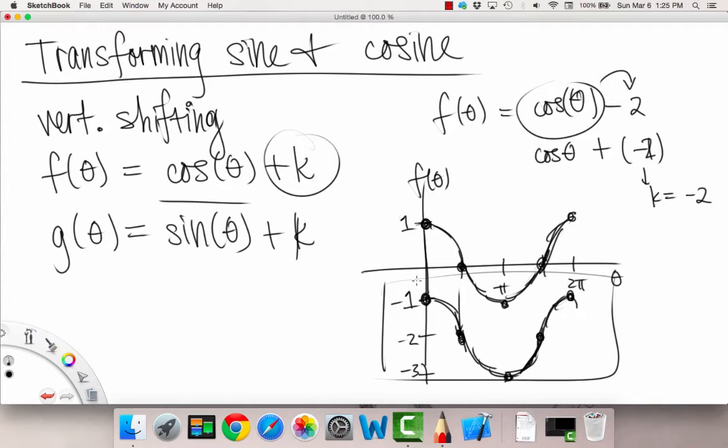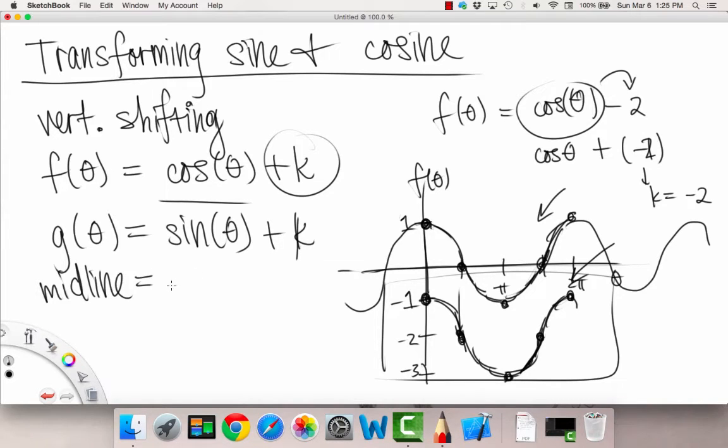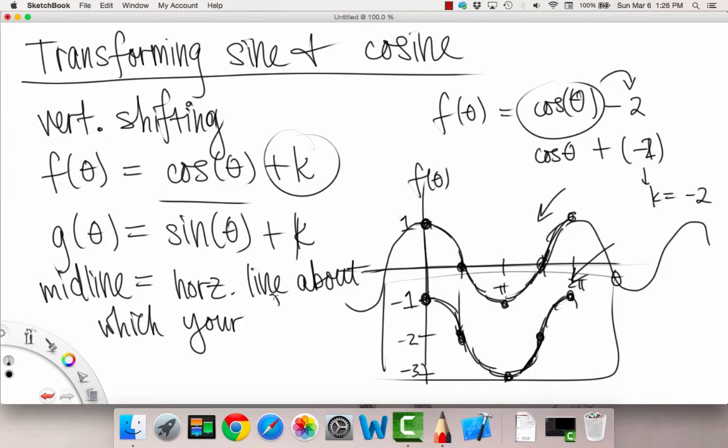So what we can also see is, let's compare the original graph with our transformed one. Okay? So our original graph looks like this if you extend it out in both directions, right? It'll just keep going and going. And what's called the midline, so let me define what a midline is first. Midline is equal to the horizontal line about which, or around which, your function oscillates.